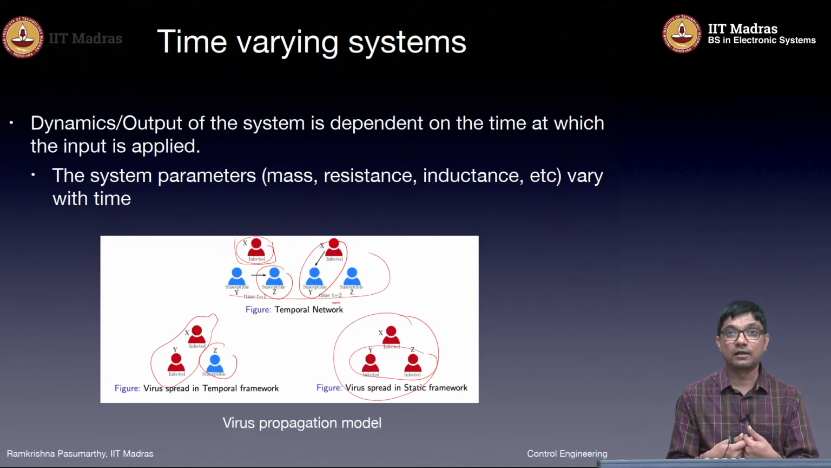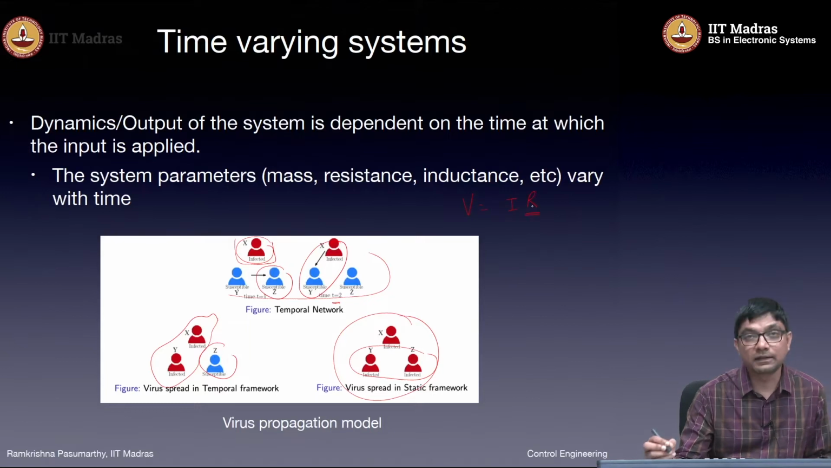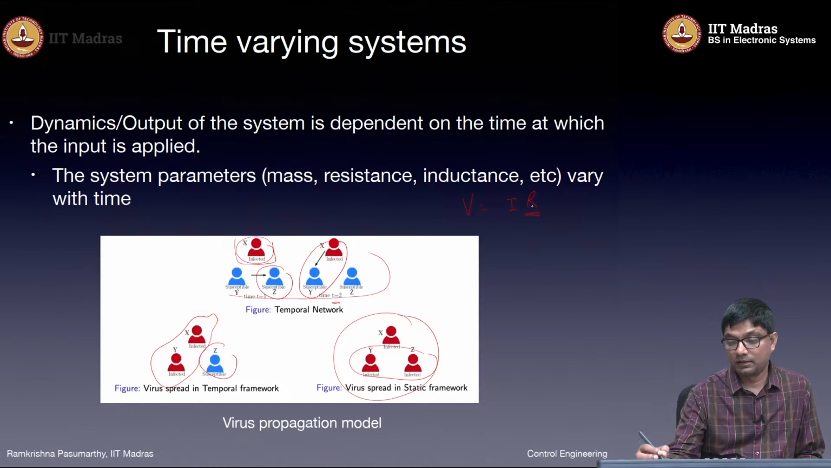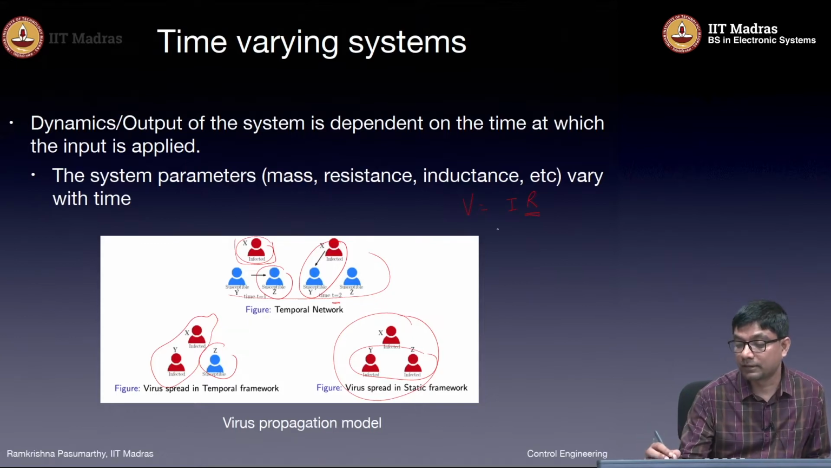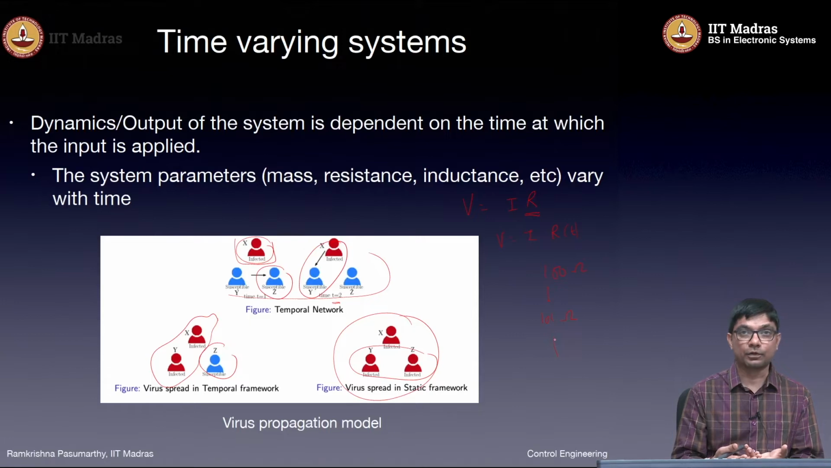Things change with time, so system parameters will change with time. If I say V equal to IR, I assume that the resistance is the same all the time, and therefore the response will also be the same. Whereas if R changes with time, say it is 100 ohms when I buy it, then maybe it becomes 101 after 1 year, and so on, you will see a different behavior in the output.